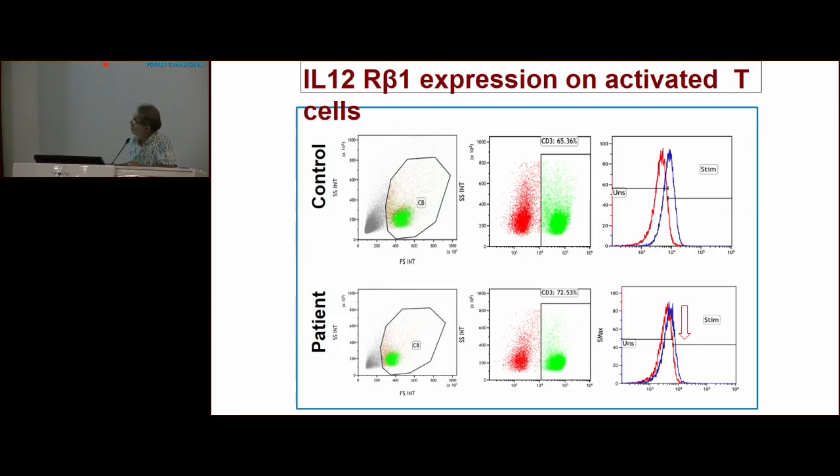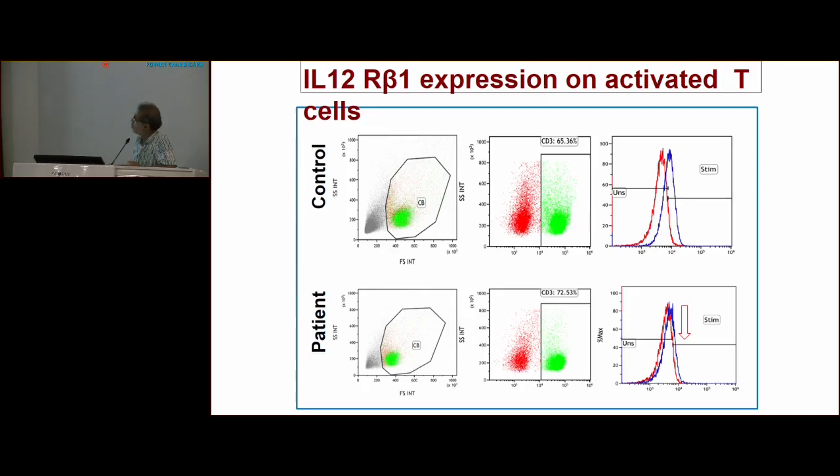So again, you've gated the PBMCs, you looked at the T cells, the upper panel control, and you see upon stimulation again. So this is actually for 3 days. This stimulation is for 3 days with PHA. And you see in the control, there is a nice shift. In the patient, there is no shift. So this is IL-12 receptor beta defect. So this again has been picked up here.